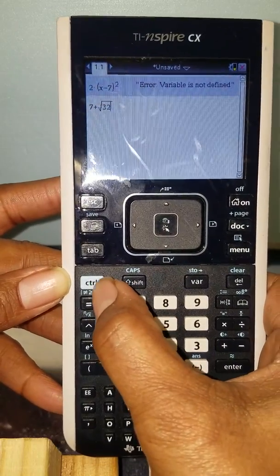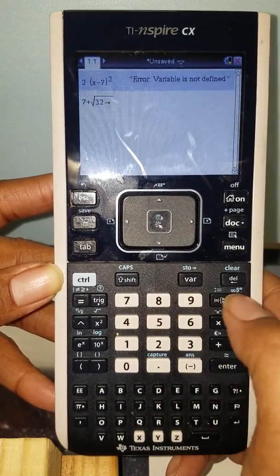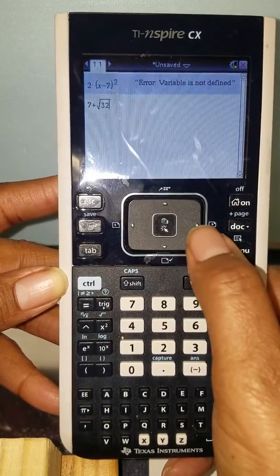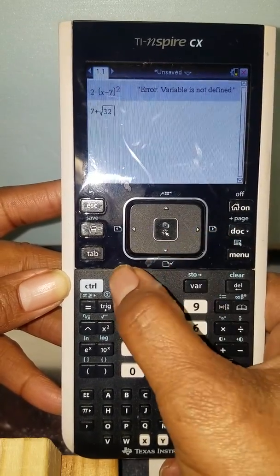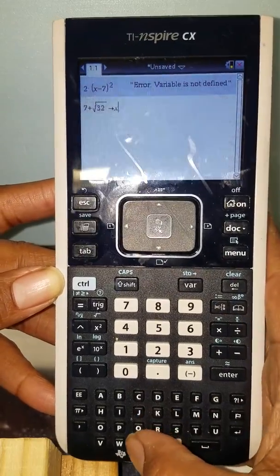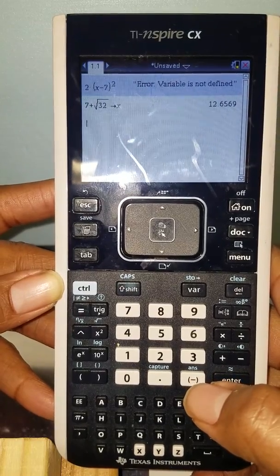And to store it, how do we store? Control store a variable. See, look at that line. That means I didn't do something, right? We don't want it under there. So we're going to move it off and under the square root symbol. Control store as x. Press enter. So we now have a value.